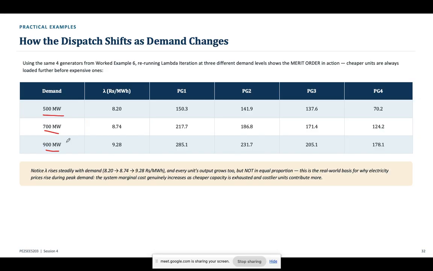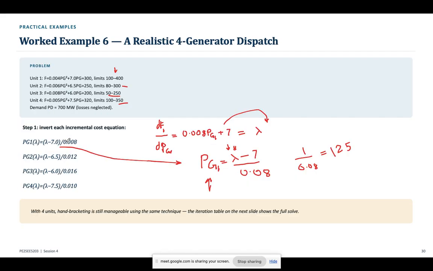That is a much more useful engineering question because a power system does not operate at one fixed demand always, right? As mentioned here, you have 500, 700, and 900 megawatt cases. These are three snapshots of the same generating fleet. You are using the same four generators, but the load is changing. As you can see, the demand was 700 megawatt here, which is going to be 500.